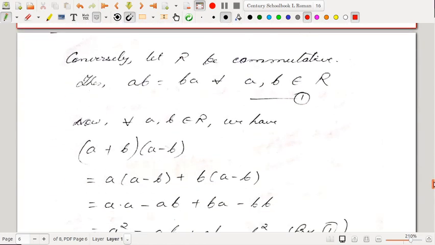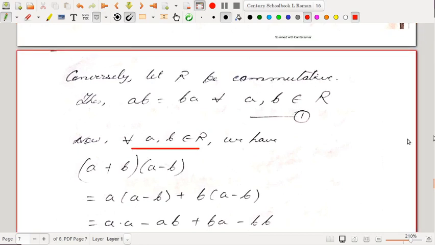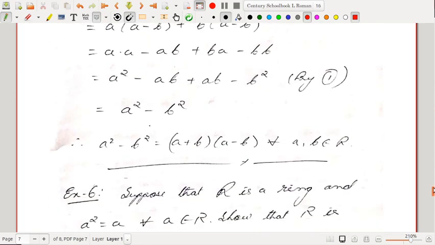Conversely, let R be commutative, then ab equal to ba for all a, b inside R. Next, what I have to show? I have to show that (a plus b) into (a minus b) is a square minus b square.